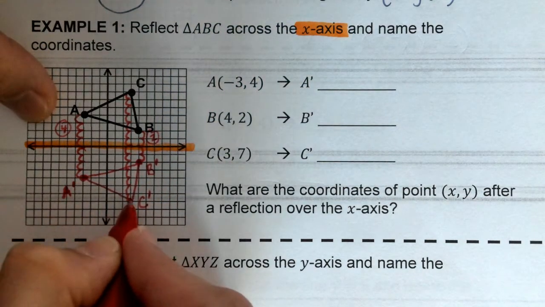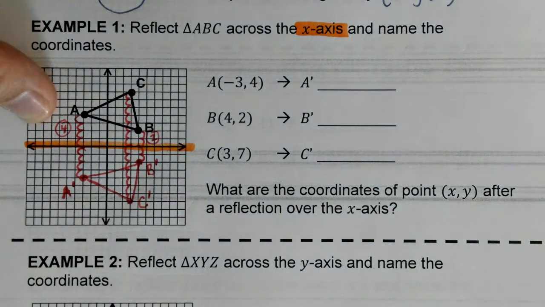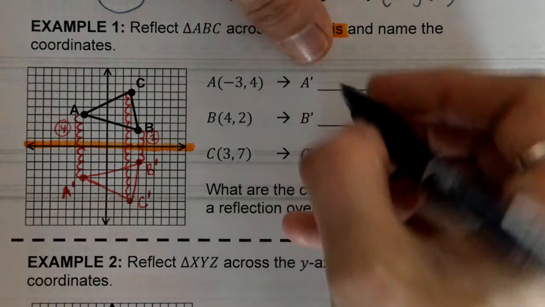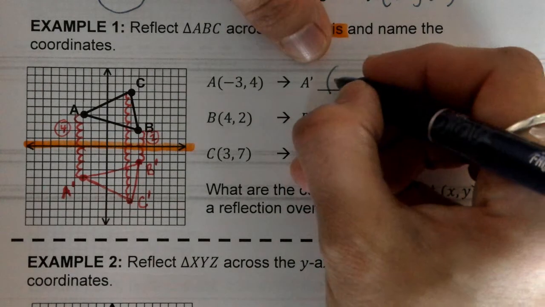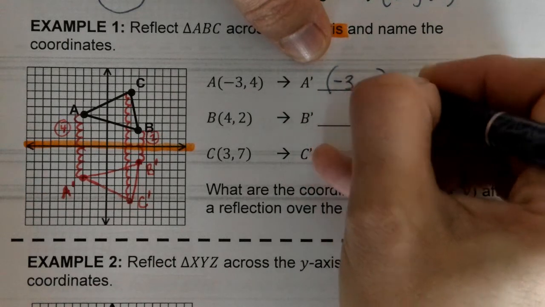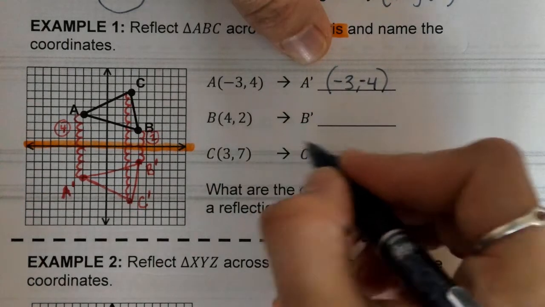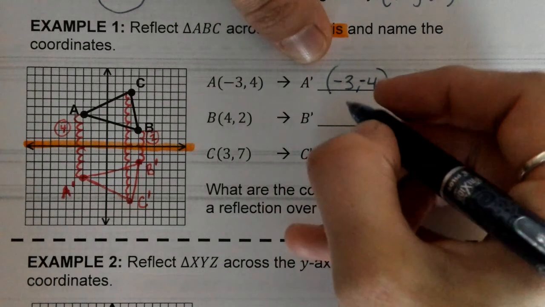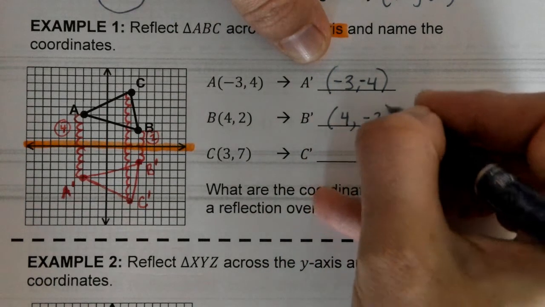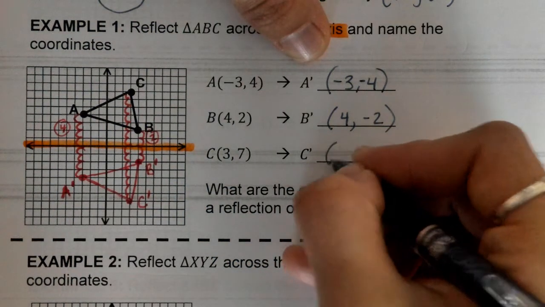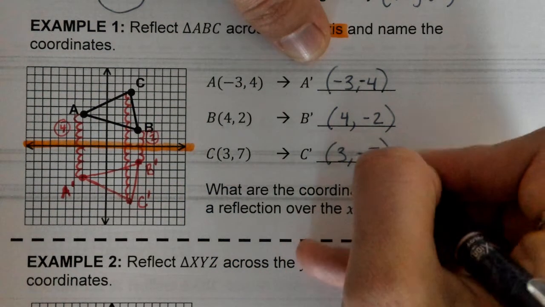We're going to make a comparison here. So now that you've done that, you've paused it, right? We're going to find out that the coordinates of A prime are going to be -3, -4. B prime is going to wind up at 4, -2 over here. C prime is going to wind up at +3, -7.